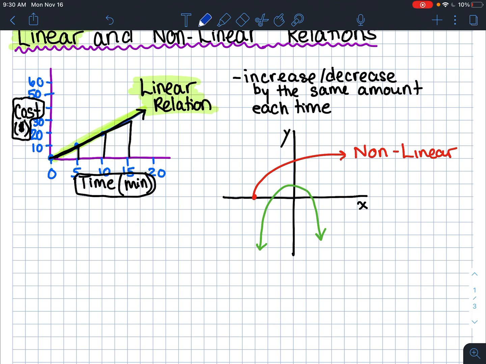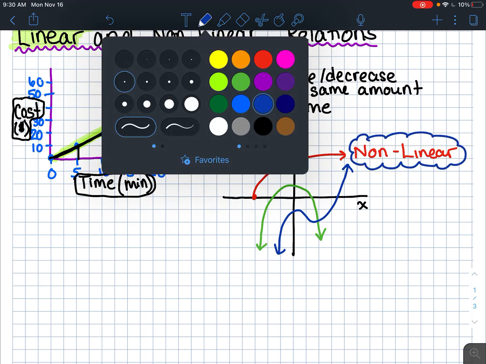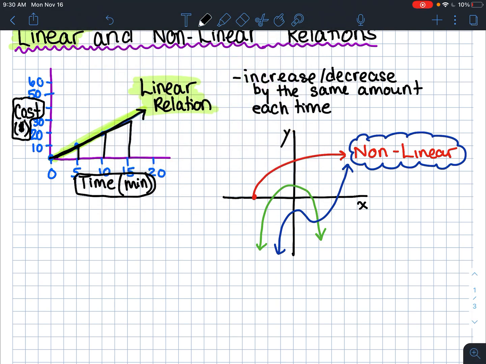And let's do some more examples. A graph that looks like this would be nonlinear. These are all examples of nonlinear. See how they're not straight lines? Whereas if you have a straight line, it's linear. So any graph where you have a straight line, it can be this way, it could be this way. Those are all linear.